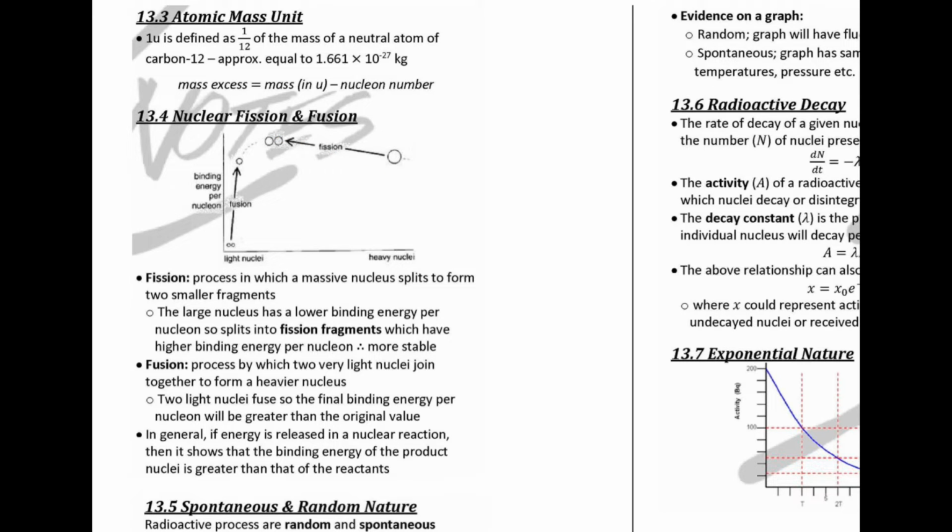Okay, so in general, if energy is released in a nuclear reaction, then it shows that the binding energy of the product nuclei is greater than that of the reactants. So something like this is exothermic. Exothermic is where it releases energy to the surroundings and then it becomes stable. So it becomes stable at the end.